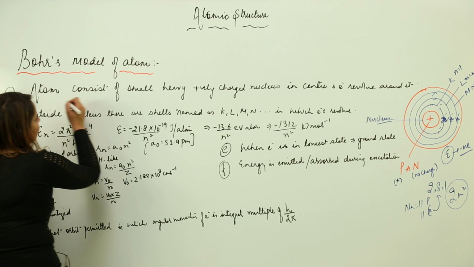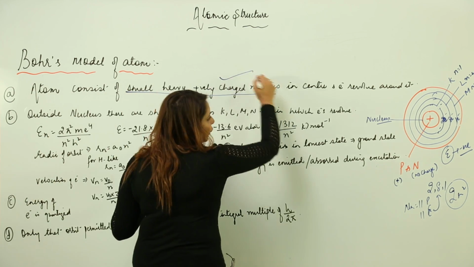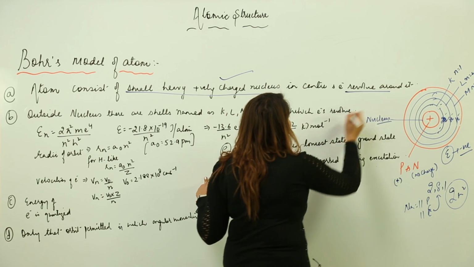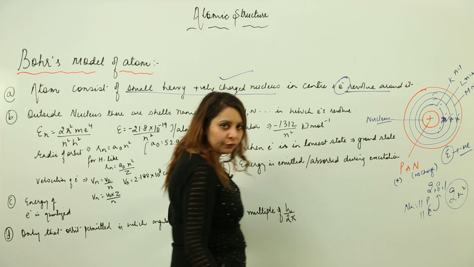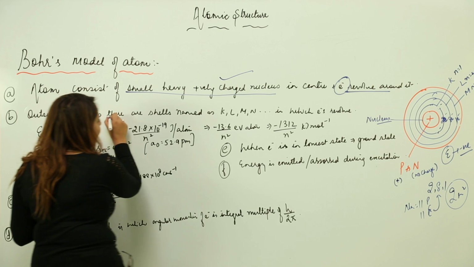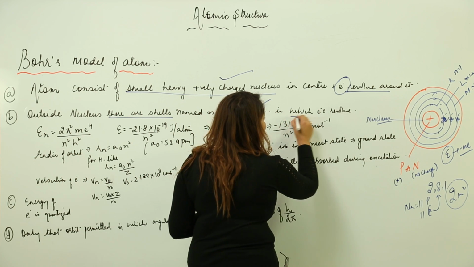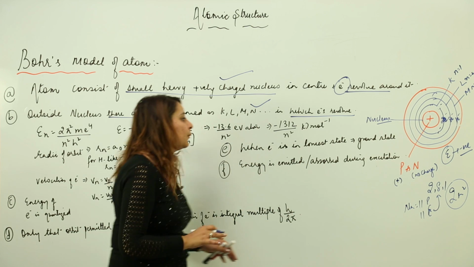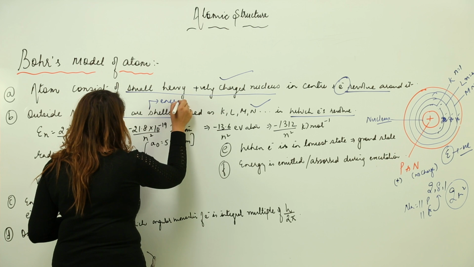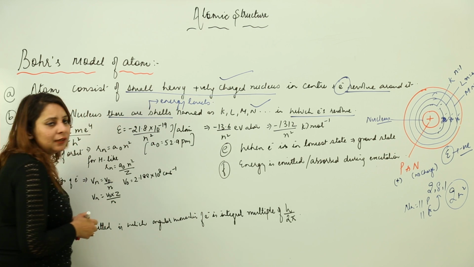See, the atom consists of a small, heavily positively charged nucleus. You know that there is a positively charged nucleus in the center, and around it the electrons revolve. Second, outside the nucleus there are shells named K, L, M, N, in which electrons revolve. You know that these shells are also called energy levels.